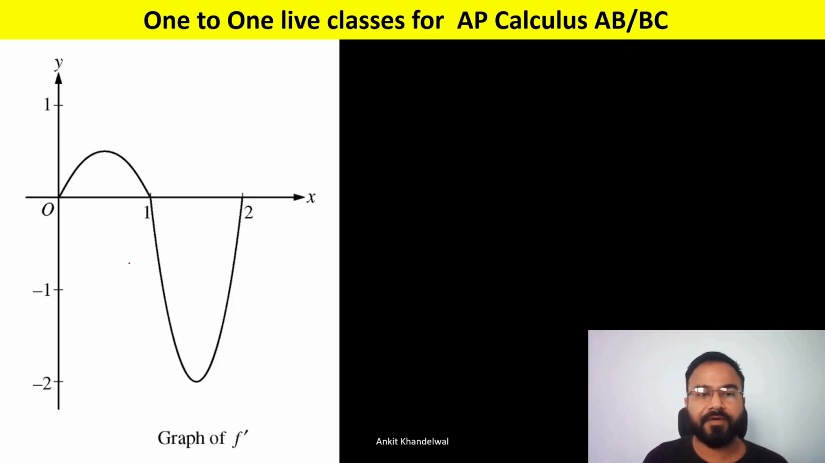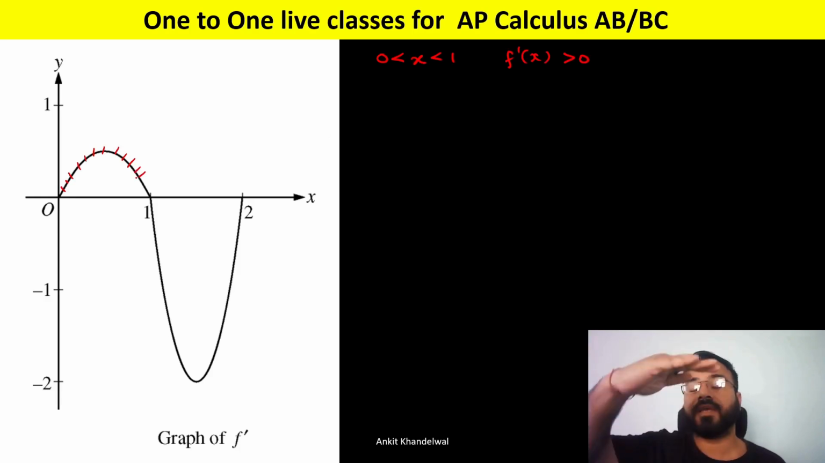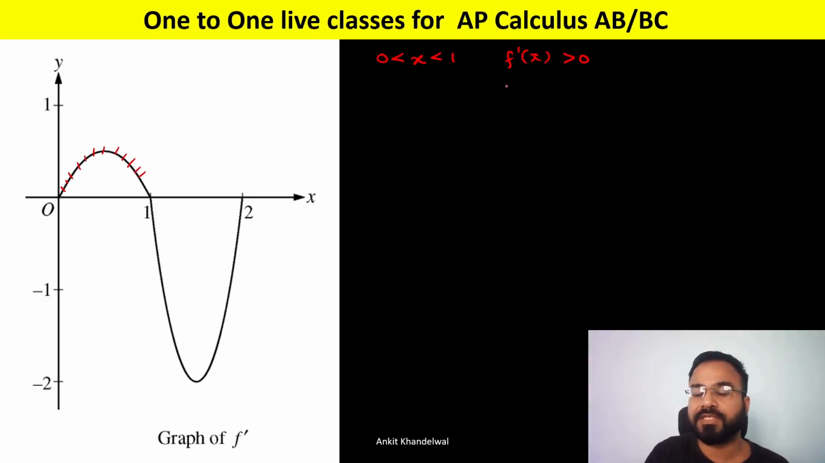In this interval of 0 to 1 the graph of f dash is above the x-axis. So from 0 to 1, f dash x is positive, because in this interval this graph is lying above the x-axis. It means f is increasing. So you can say before 1 the f was increasing, right?